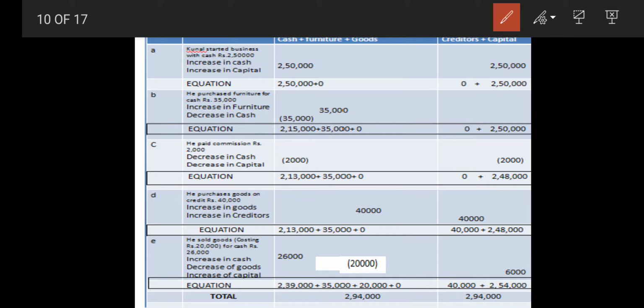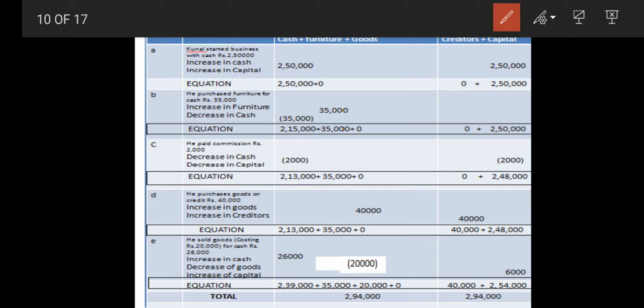Now comes very next, he purchased furniture for cash rupees 35,000. Now furniture is purchased for cash rupees 35,000. So now a new column will be introduced, that is furniture of 35,000, and your cash is decreased by 35,000. So looking at this, you will see 35,000 in bracket and 35,000 on the furniture increase. So your equation will be set up in the same manner, 2,15,000 plus 35,000, and here on the liability side it will be 2,50,000. So now it is understood that this way your balancing will be carried forward.